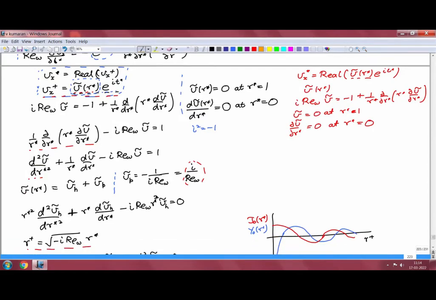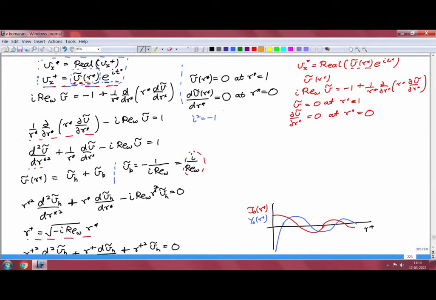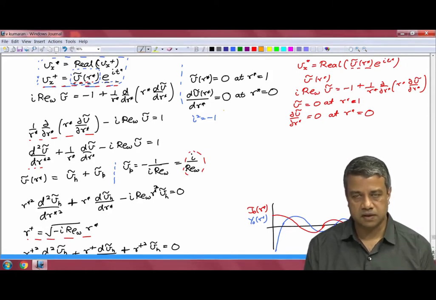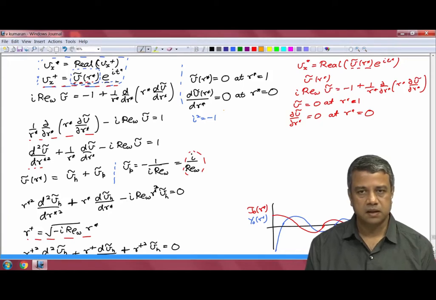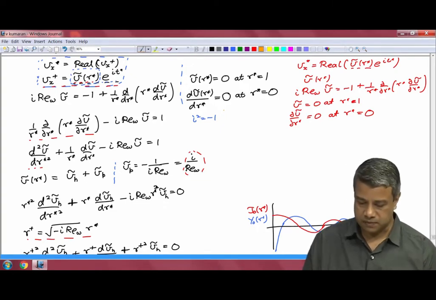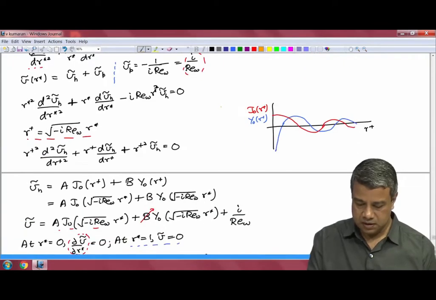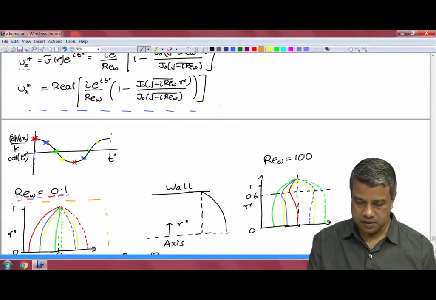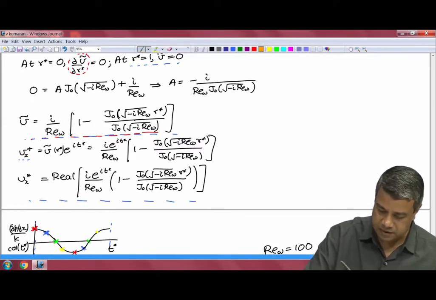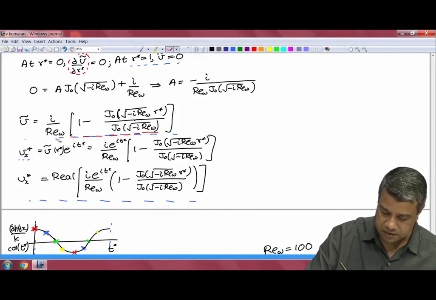Because we know that for a given sinusoidal forcing, the response has to have the same frequency as the forcing, we wrote the velocity response as a function of r times e power i t, substituted that into the equation, and got a solution for the spatial dependence of the velocity profile. If you recall, the spatial dependence of the velocity profile was in the form of a Bessel function.